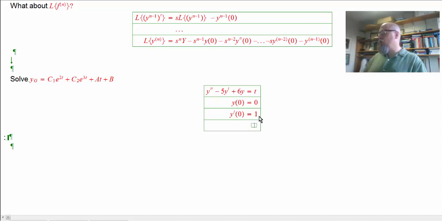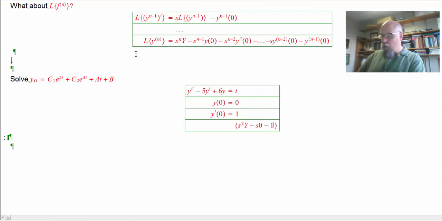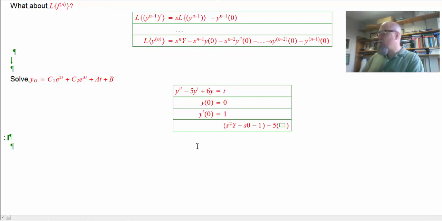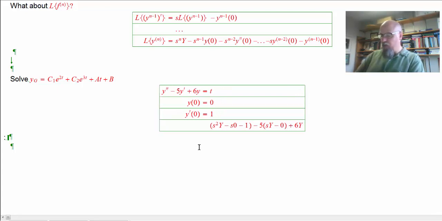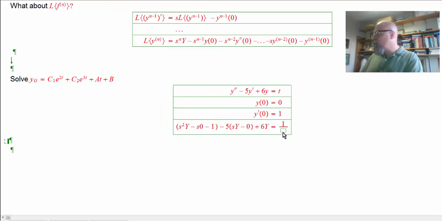Let's solve this with Laplace transforms. Step 1 then is to take the Laplace of both sides of this equation. Taking the Laplace of y prime prime, the second derivative, that'll be s squared times Y minus s times y naught minus y prime naught, minus 5 times the Laplace of y prime, which would be sY minus y naught, plus 6 times the Laplace of y equals the Laplace of t. The Laplace of t, using our formulas, is 1 over s squared.